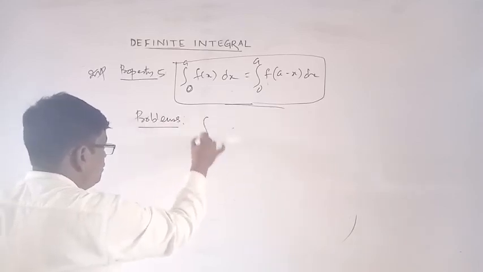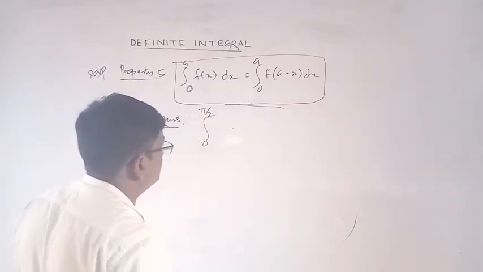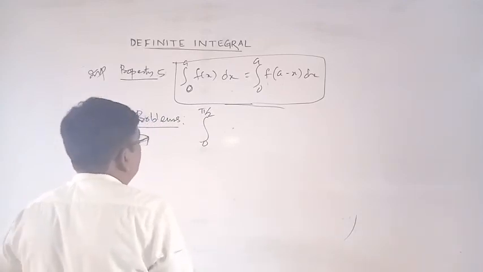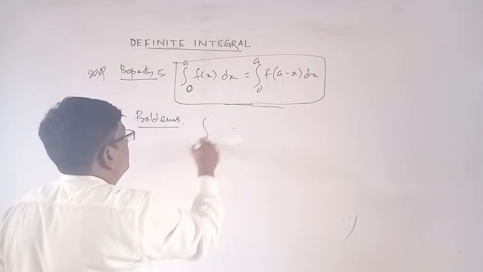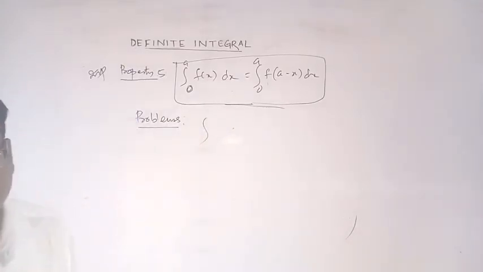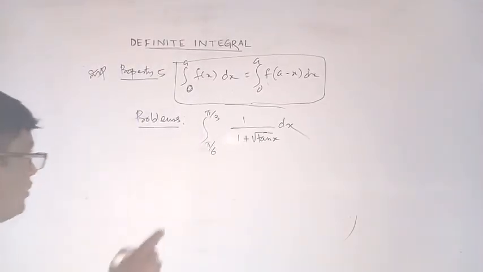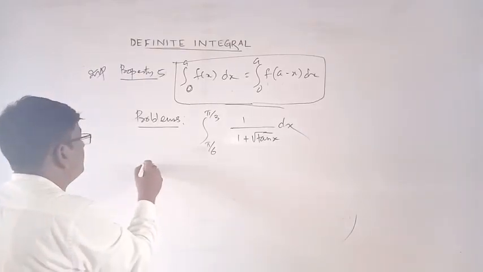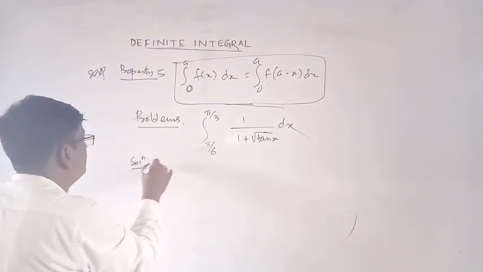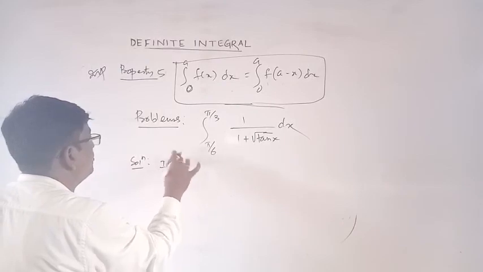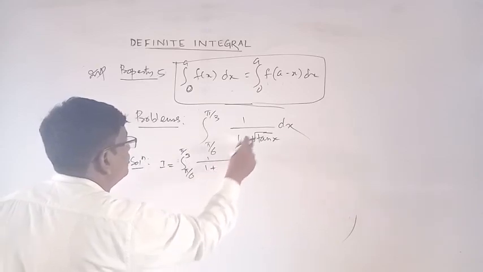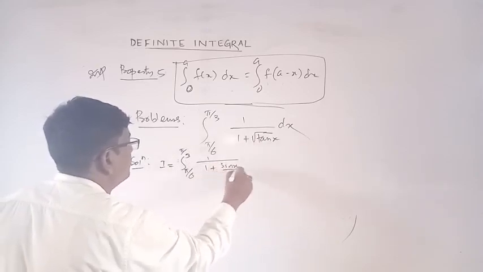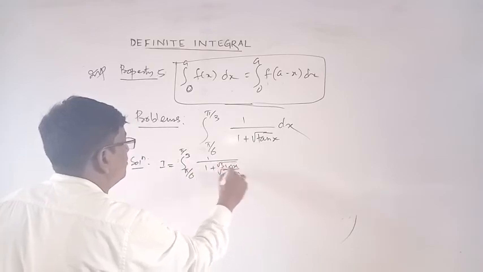A problem based on property 4. Okay, this is the question. That is the solution. Let I be equal to the integral from pi by 6 to pi by 3 of 1 over 1 plus root of tan x dx. Root tan x means root of sin x by cos x.